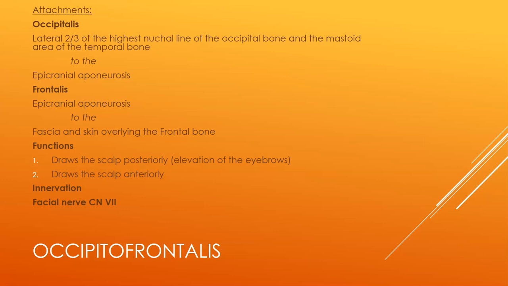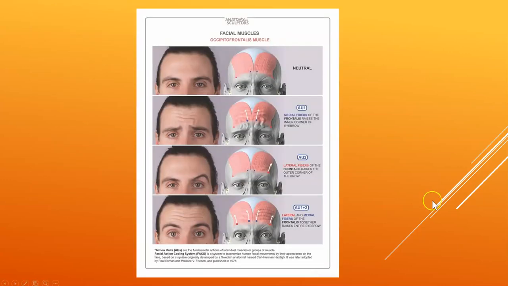Its innervation, as I said with all of them, facial nerve, cranial nerve 7. We see here in this diagram all the things that it does. So neutrally, when nothing's happening, where the eyes are. If the medial fibers work, it raises the inner corner of the eyebrow like this. If the lateral fibers go, we get the outer corners raised. So that's the Billy Idol move or the Elvis move. And if the lateral and the medial fibers of frontalis work together, we get the raising of the eyebrows that we see here.